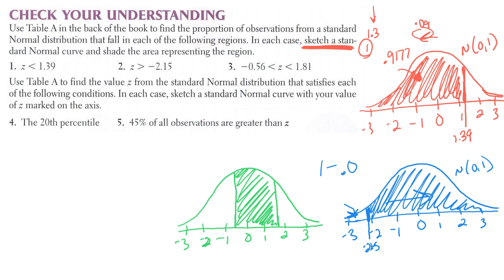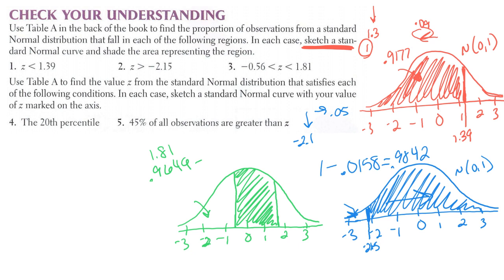So when I use my table, I find, again, when I go down the left, I find the negative 2.1, and across the top, the 0.05, they meet at 0.0158, and I subtract that from 1, which gives me 0.9842. For the third one there, I need to make sure that I'm realizing I'm going to the left. So I need to go ahead and find my probability of 1.81 using my table, which is 0.9649. And then I need to go ahead and subtract this area here because, again, my table gives me what's to the left.